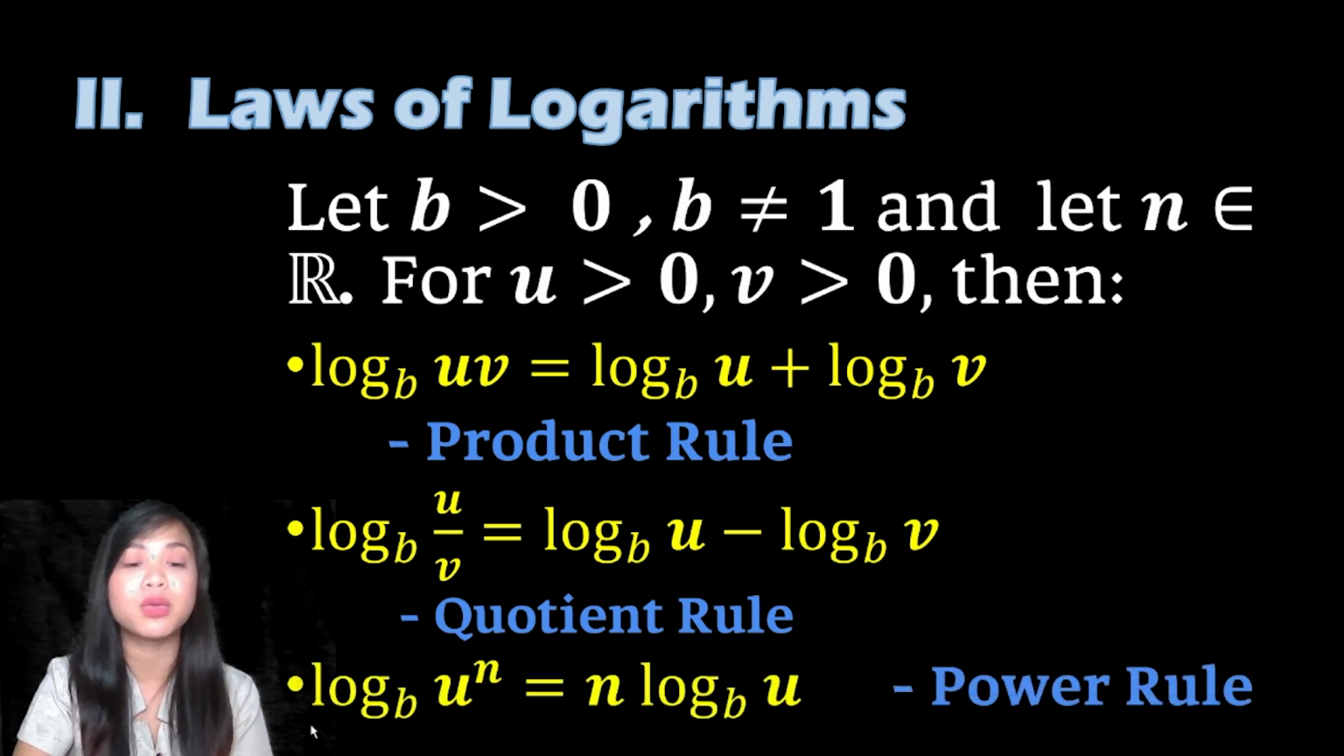Next, and the last, we have log base b of u raised to n. Our n here is another value wherein we raise the power. This is equal to n times log base b of u. This is called the power rule.